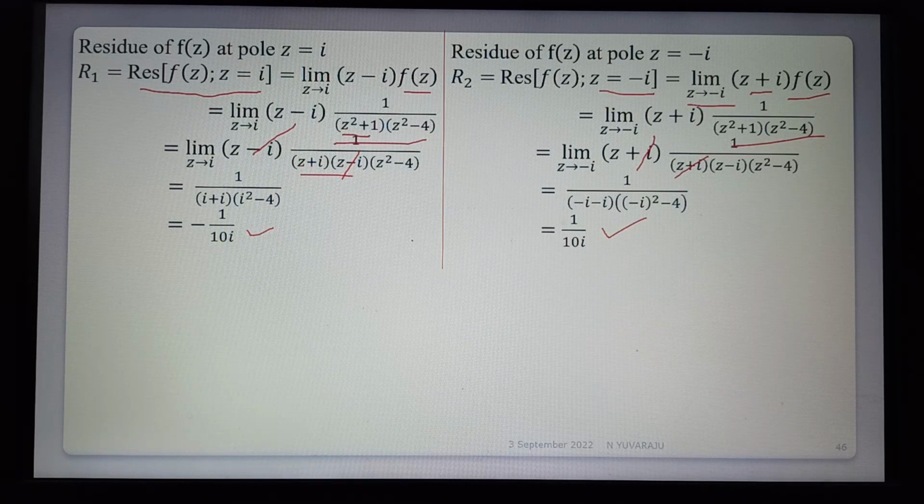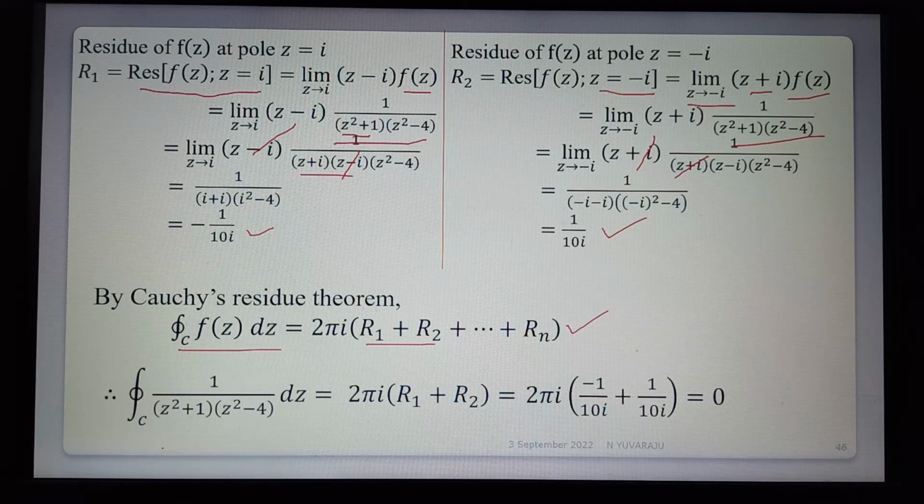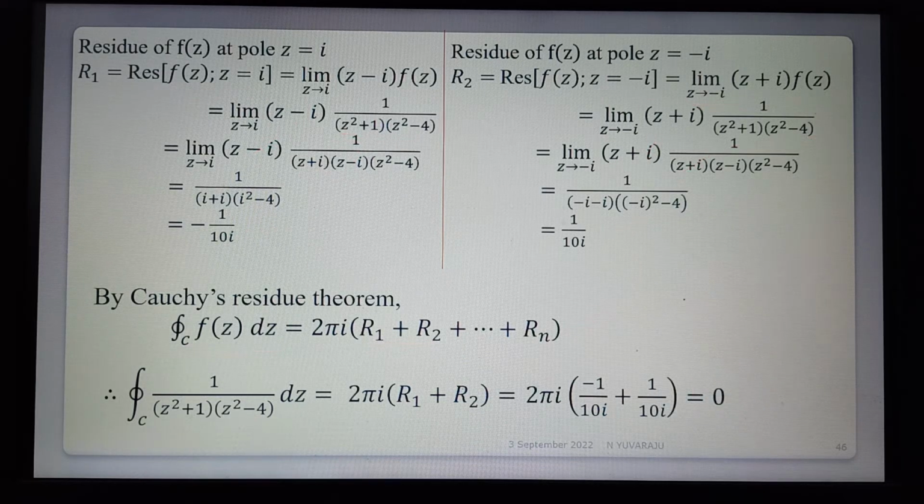Therefore, now using Cauchy's residue theorem, we take only R1 plus R2. This is the given integral: 2 pi I into (R1 plus R2). So 2 pi I into (minus 1 by 10I plus 1 by 10I). So the simplification is 0. This is the required value of the given integral. Okay, is it understood?